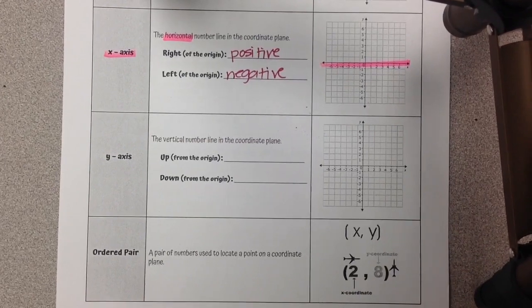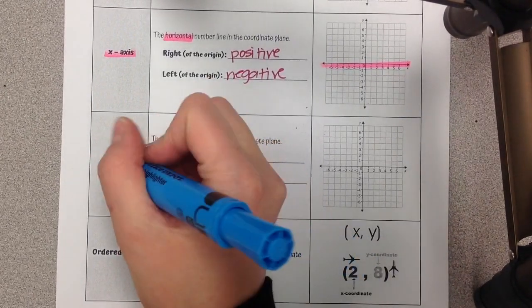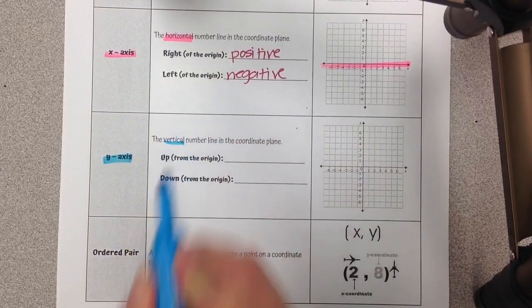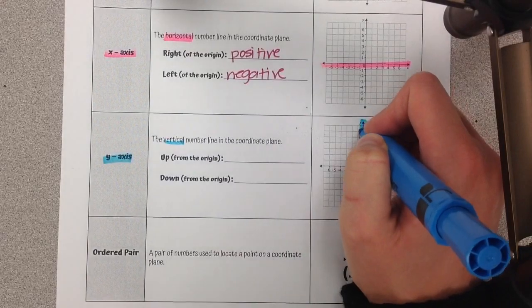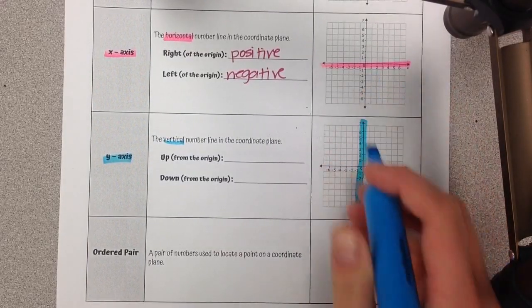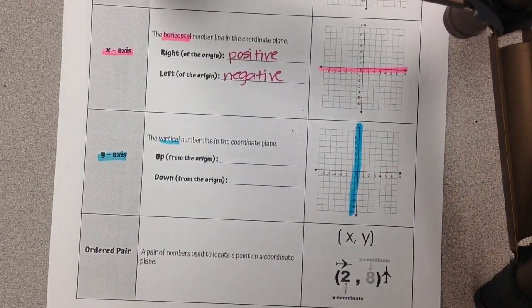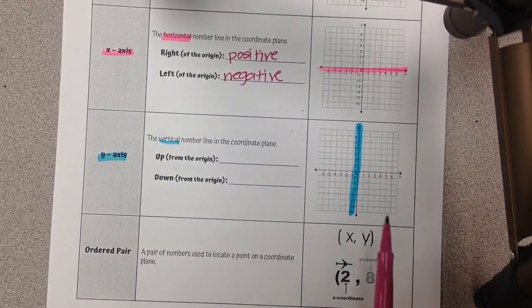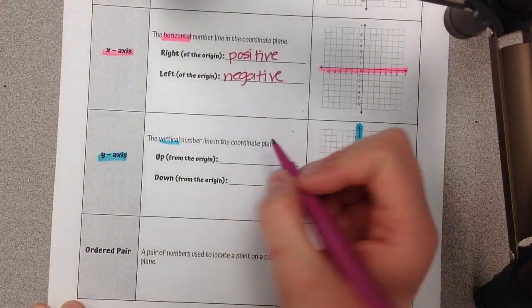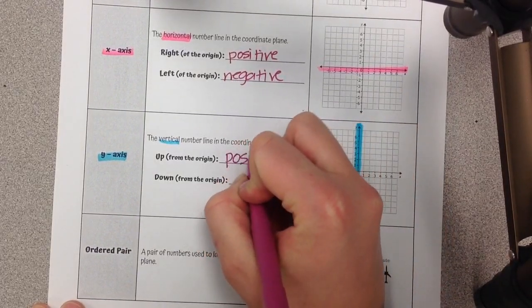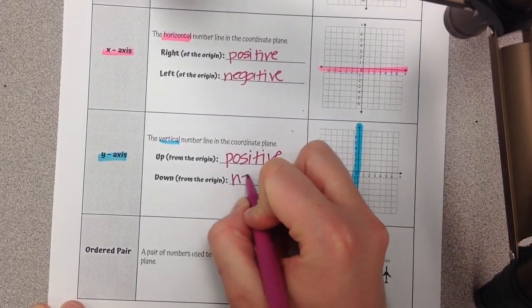So take out your other colored highlighter. Your y-axis is the vertical number line in the coordinate plane. Okay, so go ahead and highlight that in the picture. This is your y-axis. Oops, your vertical number line. Okay, again, just like a regular vertical number line, anything up from the origin or above 0 is going to be positive. Anything down is going to be negative.